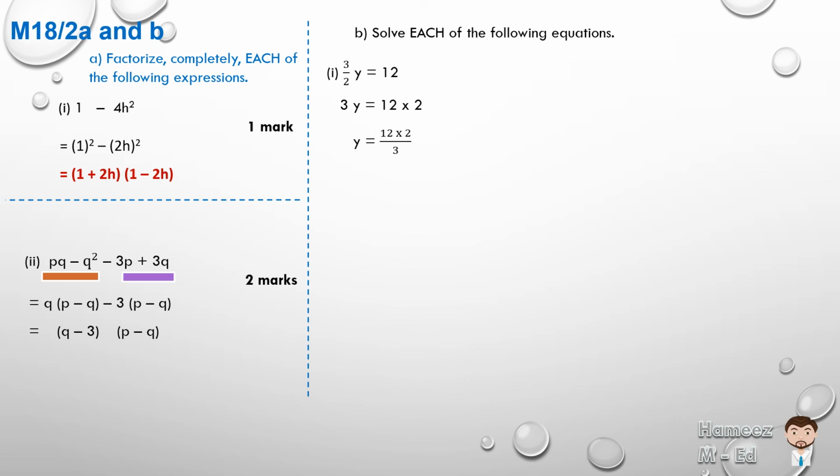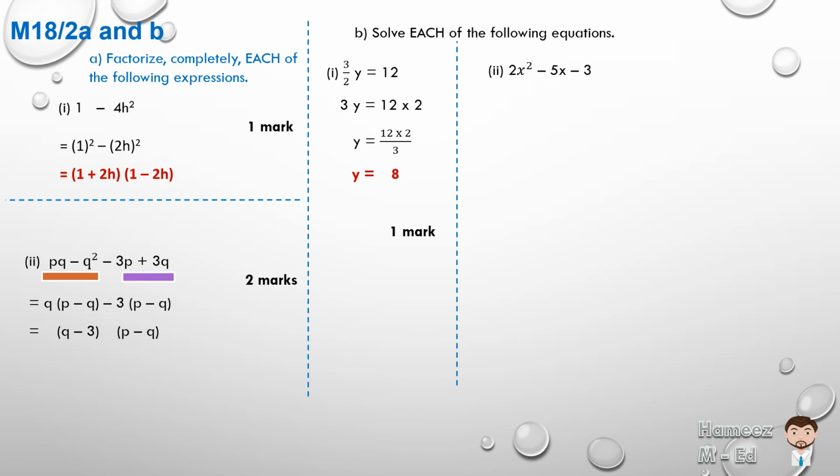You can use the calculators, or you can cancel off: 12 2s are 24, 3 into 24 is 8, or 3 into 12, 4 2s are 8, same thing. So it's giving us y is equal to 8. And you can double check if that answer is correct, because if we use our calculators and say 3 on 2 times 8, it should give us 12. So we know we got the correct answer.